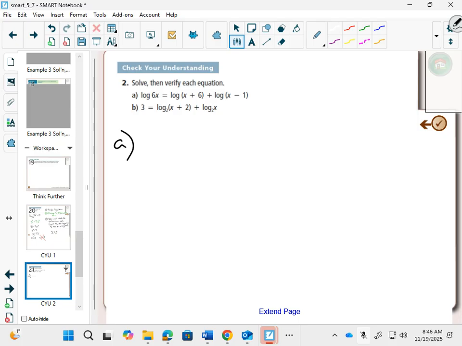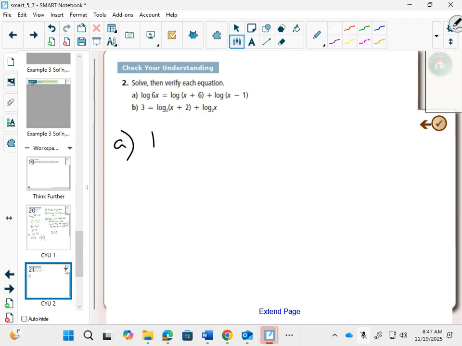So example 2, again, we're going to think about the steps: getting a single logarithm, changing to exponential form, and then solving. And in A, there is a shortcut. So I'll show you first how you would do it the way that we regularly have, and then I'll show you where we can do the shortcut. And maybe you'll see the shortcut as well.